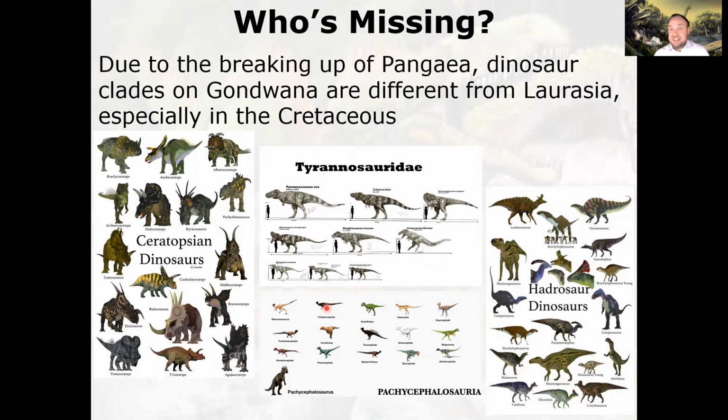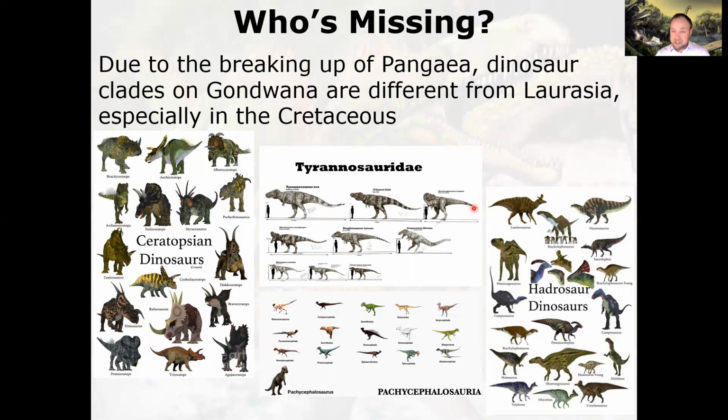So what's not here? What's not in Gondwana? There are very few, if any, ceratopsian dinosaurs in Gondwana in the southern continents. There's a few reports scattered here and there, usually from very limited material. In most cases, it turns out that it's not actually ceratopsian, or it's only speculatively ceratopsian. The ceratopsians, most famous Triceratops, they're really a North American and Asian fauna.